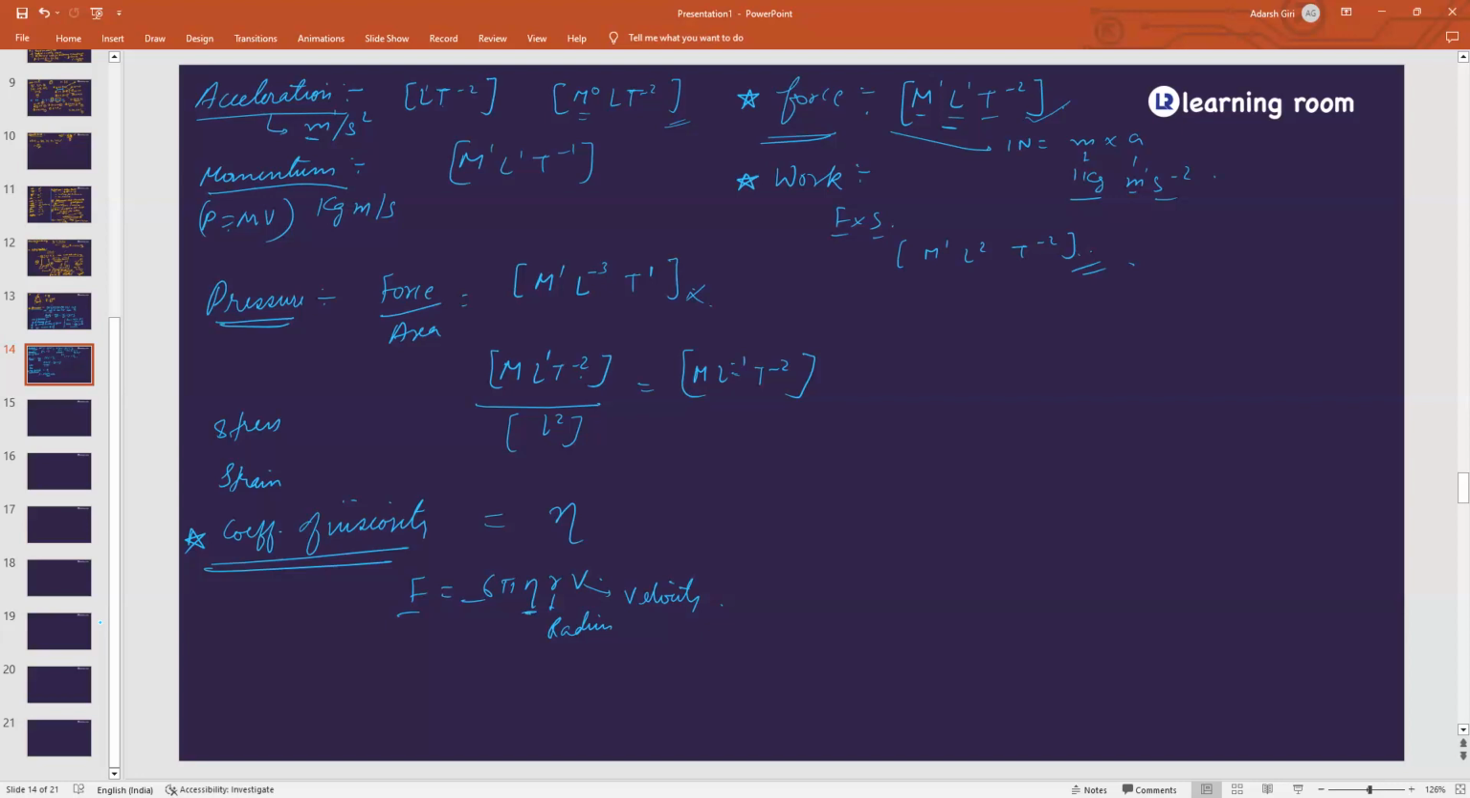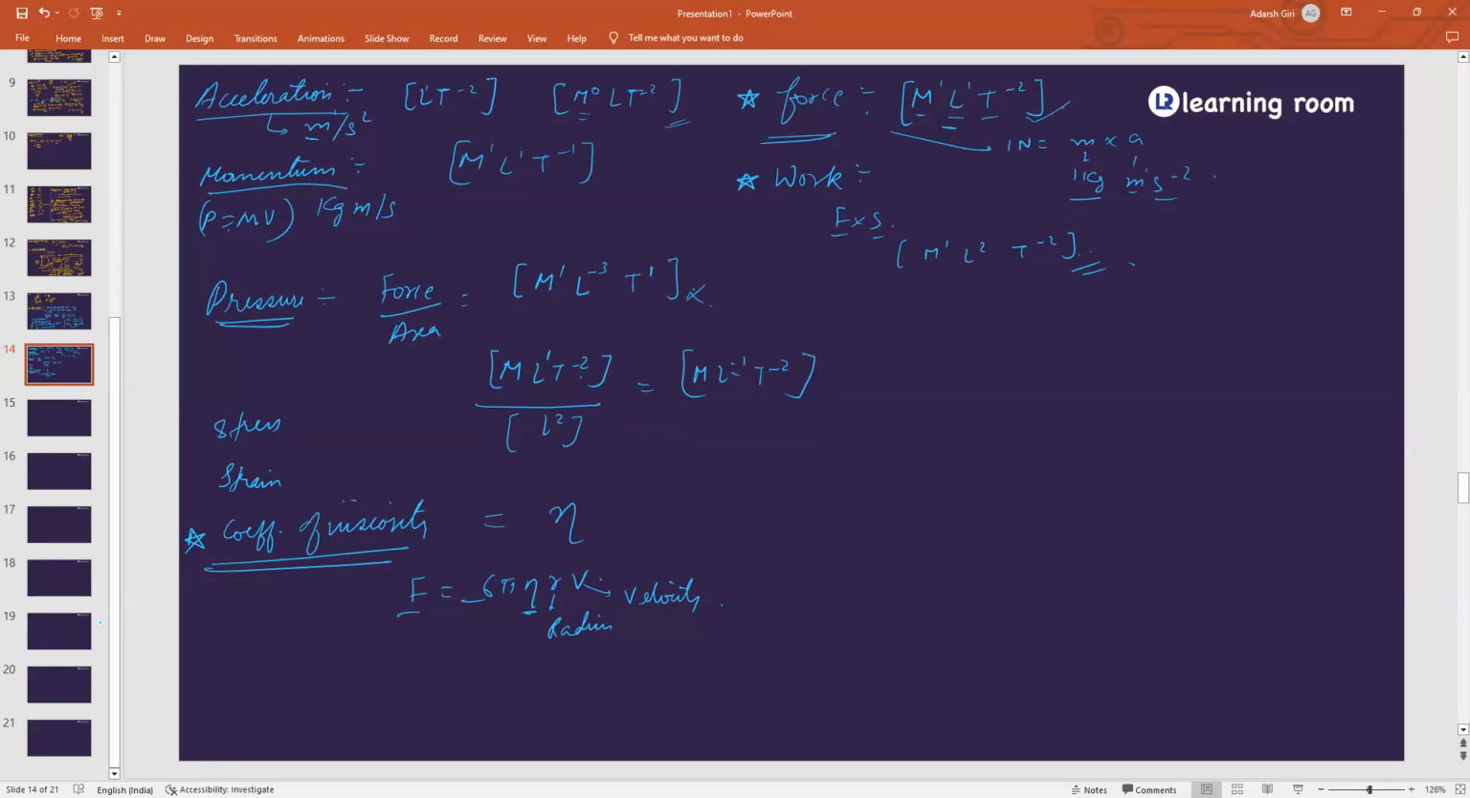Viscosity is what? What is viscosity? Viscosity is that property of fluid with which we get friction in liquids. Right? A little bit about it we have studied in class 9 fluids.